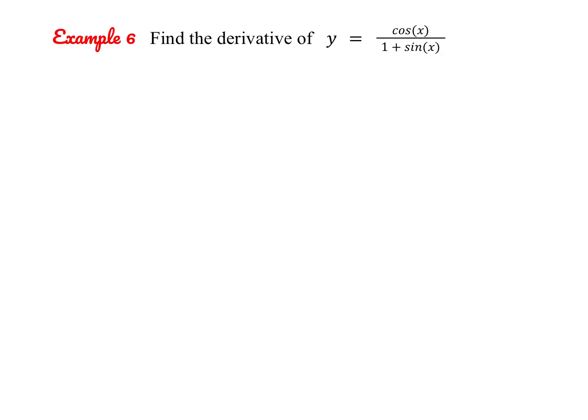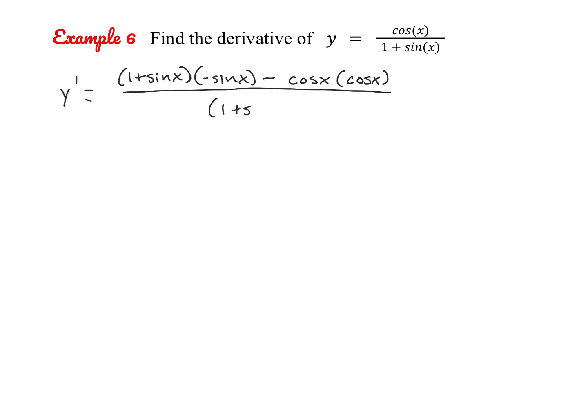All right, we're going to try one more together. So here we have y equals the cosine of x over 1 plus sine of x. So here we'll need to use our quotient rule again. So to find y prime, again, we do low d high, so the derivative of cosine is negative sine, minus high d low. Here the derivative of 1 is 0, and the derivative of sine is cosine, all over low squared, so 1 plus sine of x squared.